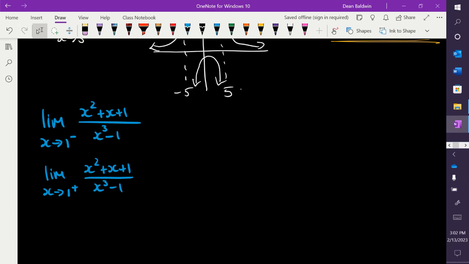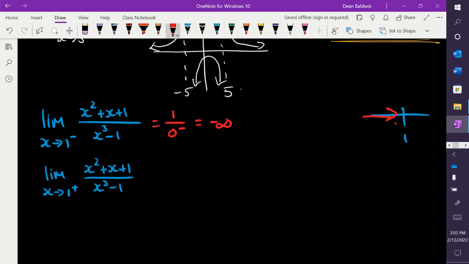Okay. If we come at 1 from the negative side, so numbers that are smaller than 1, there's 1. What's a number that's smaller than 1? 0. Okay. If you put 0 into this, what do you get? Negative, right? You got 1 over a negative, quote unquote, negative 0. So it's going to be negative infinity.